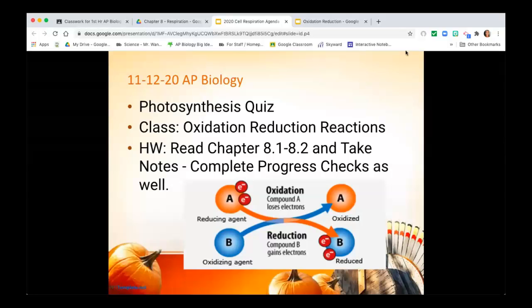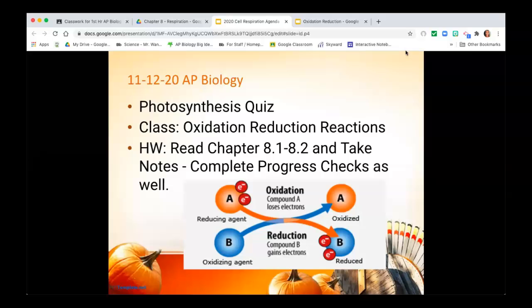So we just finished our photosynthesis quiz in the College Board app. Today we're going to talk about oxidation reduction reactions. And then as your follow-up, you're going to start reading about cellular respiration in an overview.